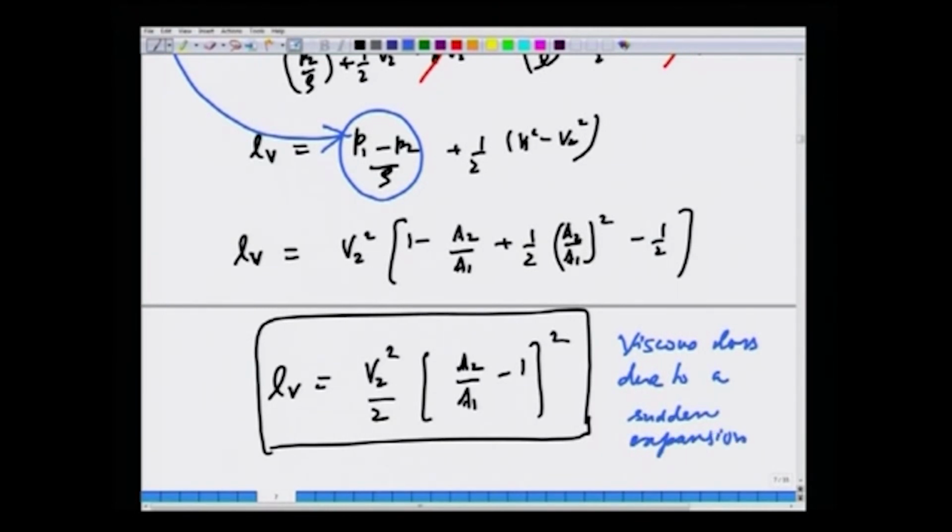Of course, in reality this will not be exactly true because of the assumptions we make. So, we may have to do the measurement and then fit a constant with that, but the form of the dependence of the loss on the velocity and the areas of the sudden expansion is exactly like this. This relation will not be exactly true because we have assumed that there are no shear stresses and that the pressure at the expansion is exactly equal to the pressure upstream and so on.